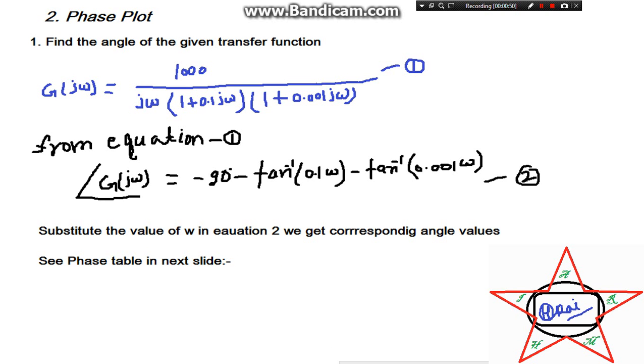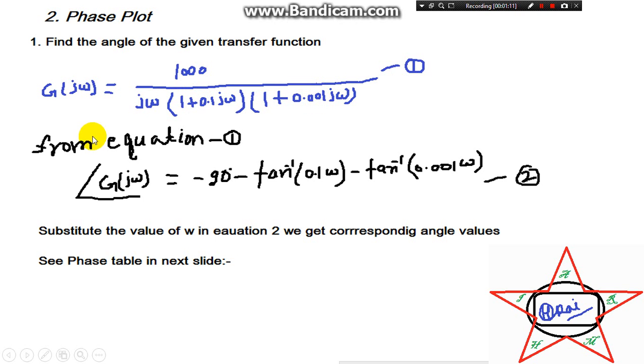Now to find the phase plot, first of all we find the angle of the given transfer function from equation number one. You see equation number one, G of j omega. Already we have 1000 after putting s equal to j omega, and j omega times (1 plus 0.1 j omega) times (1 plus 0.01 j omega).